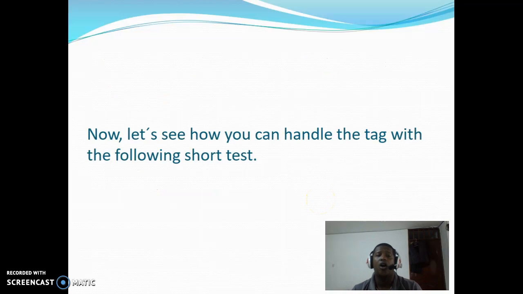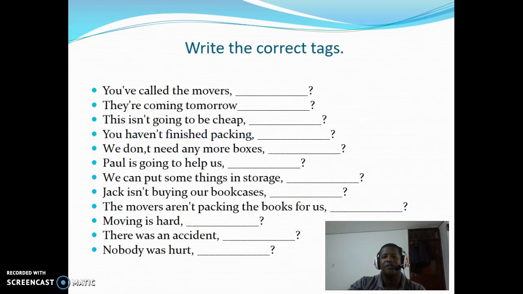Okay, guys, I hope that with this explanation, you can now handle the tag question. So I prepared something for you now to see how well you can handle it, right? So now let's see how you can handle the tag with the following short test. You're going to have exactly 5 minutes to complete your test. The time's running. It says, write correct tags.